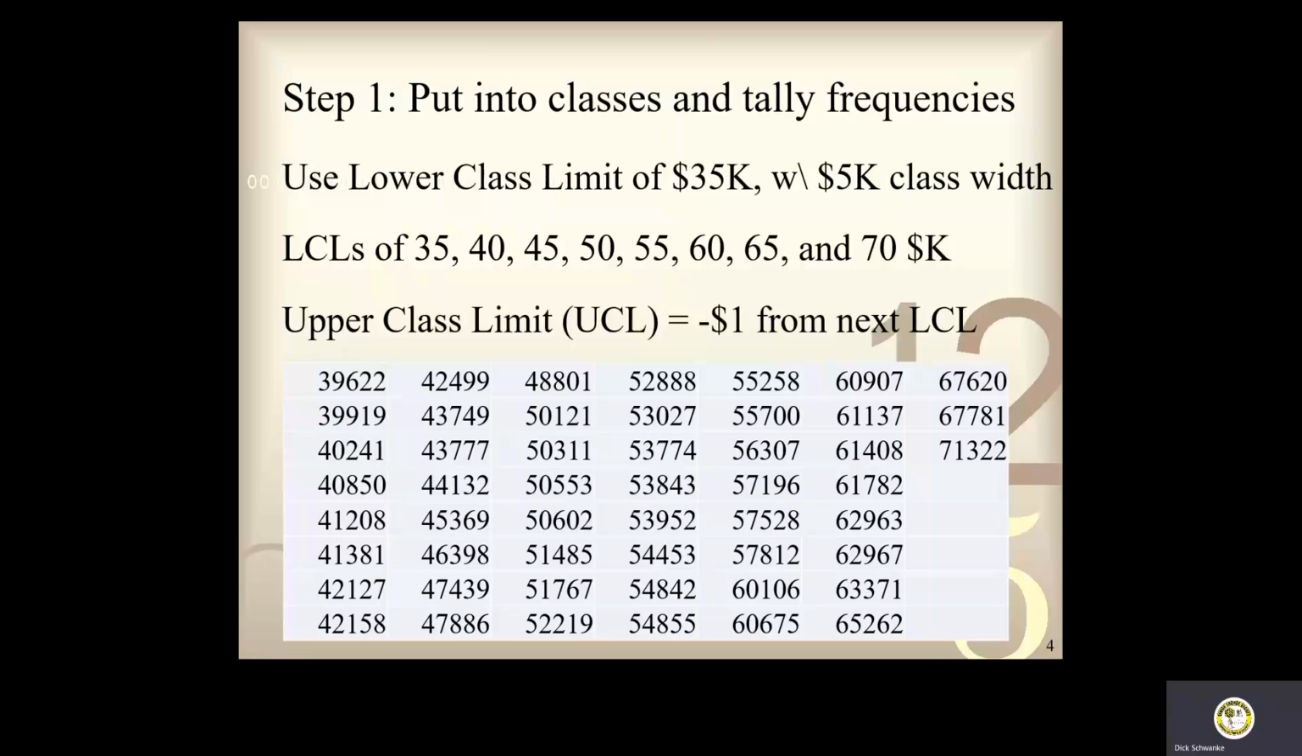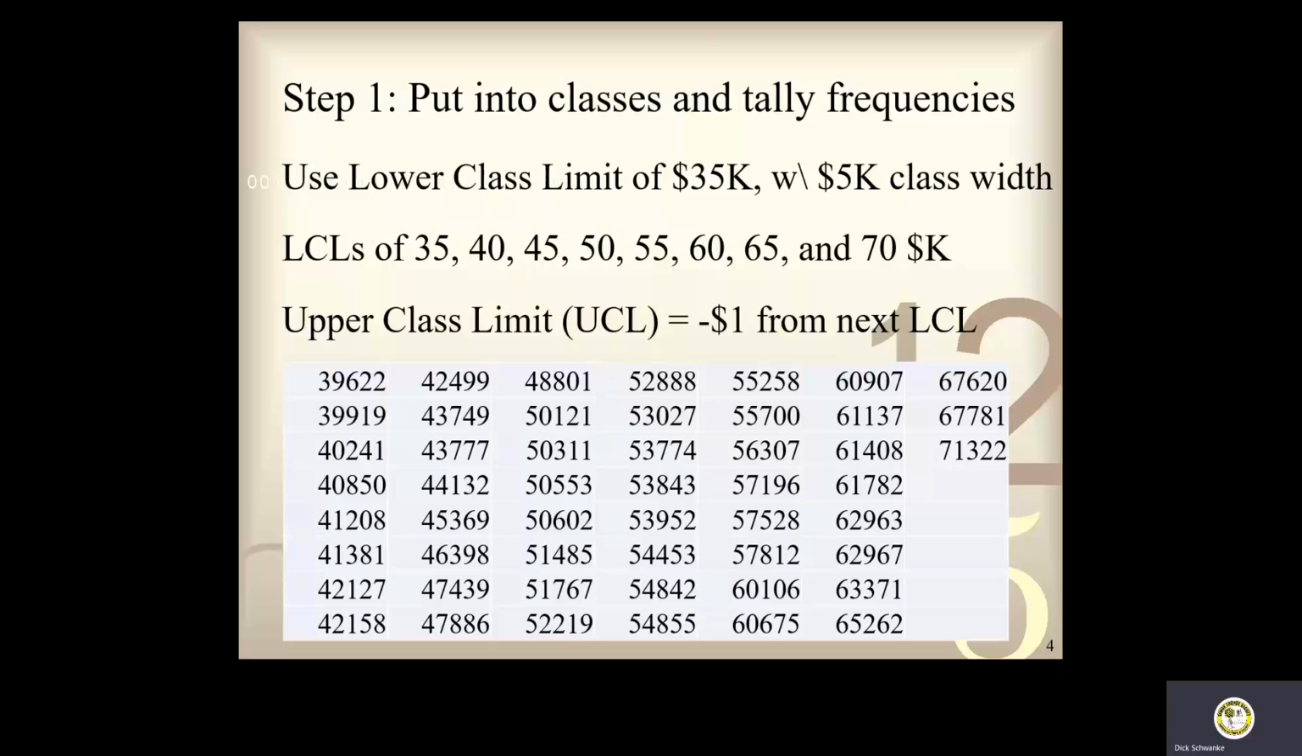Now, the book suggested that we use a lower class limit of $35,000 with a $5,000 class limit. So starting at 35, that gives us a lower class limit meaning the small number in that range. And that will be 35, 40, 45, 50, 55, 60, 65, and $70,000. These are disposable income numbers for the United States. So here we have the chart straight from the book, and they're in whole dollar figures.